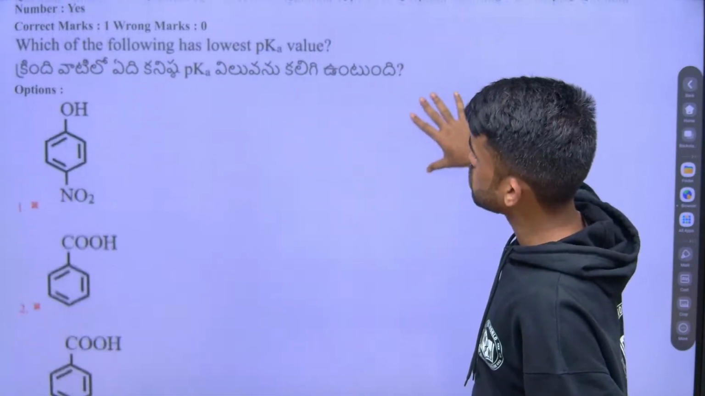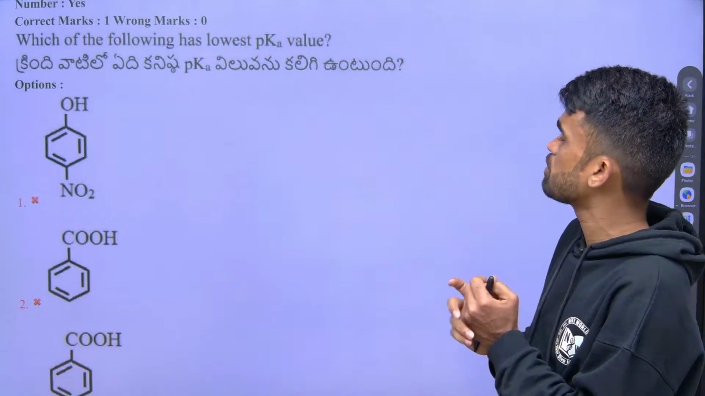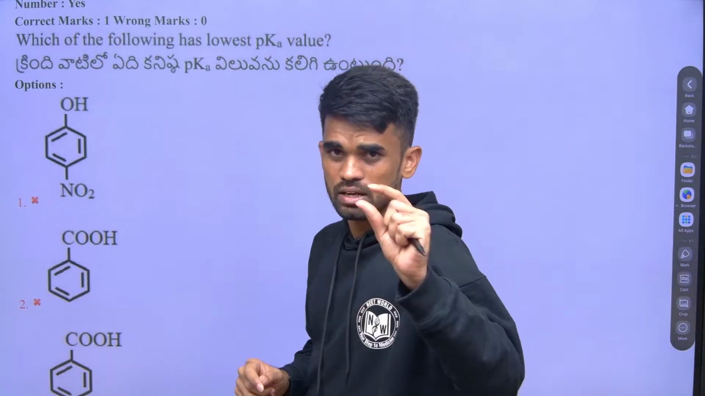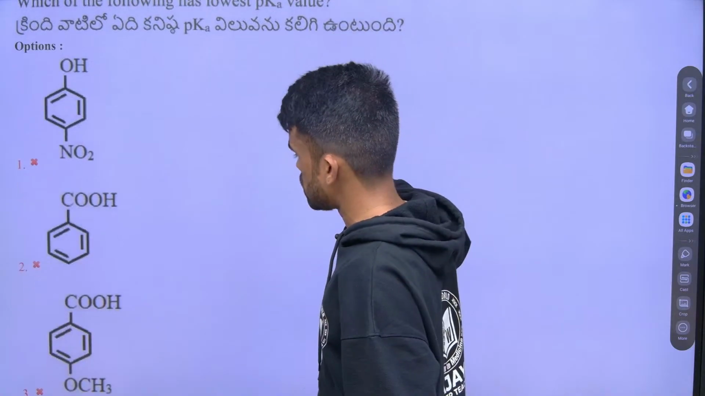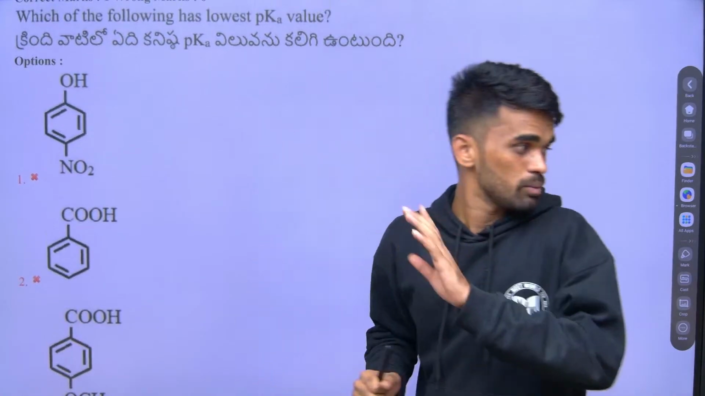Now, we have two last questions. Which of the following has the least pK? I will give you one small hint. You have to solve along with me. I will give you 1 minute of time here.